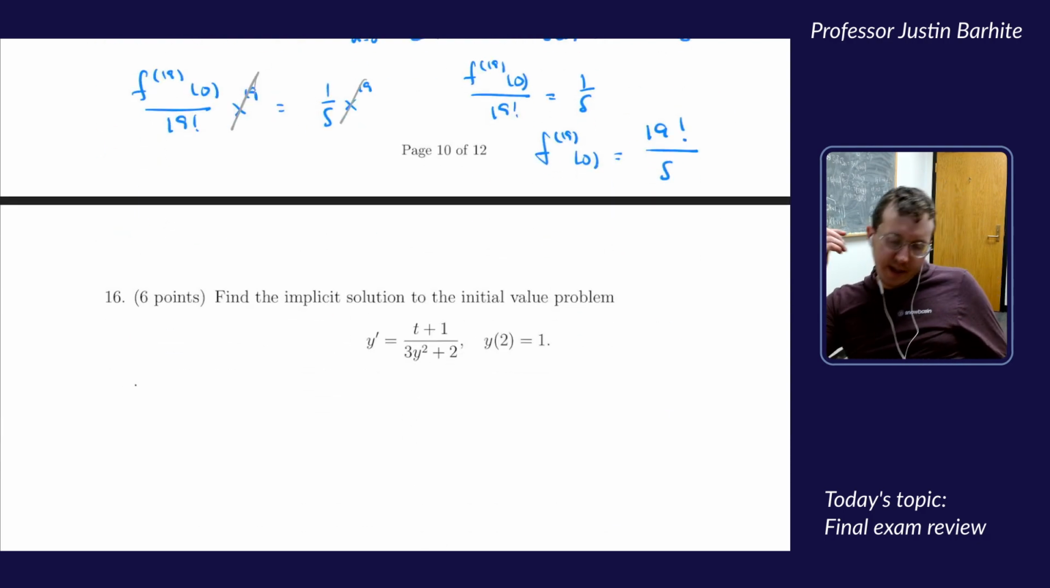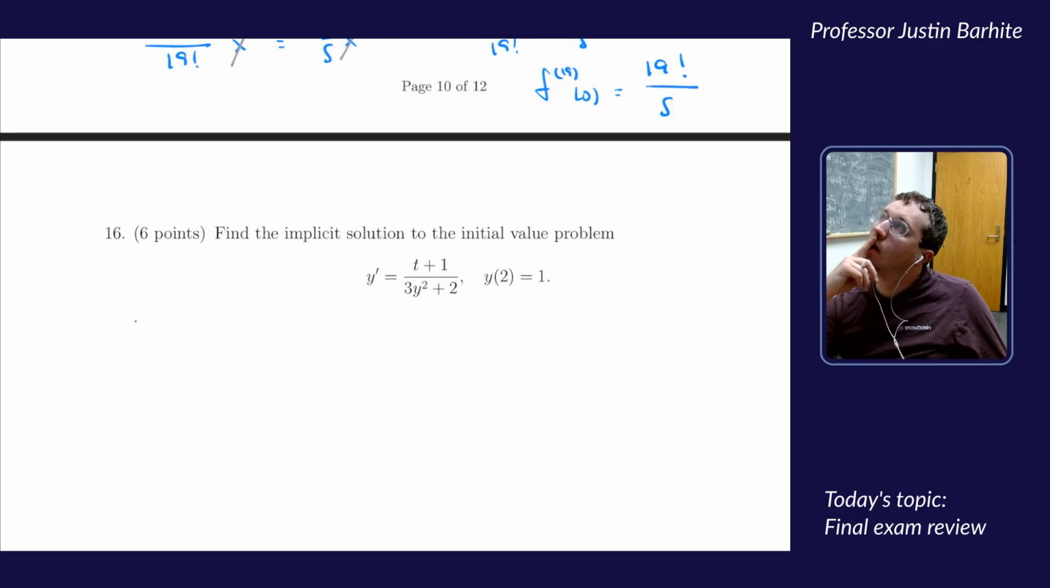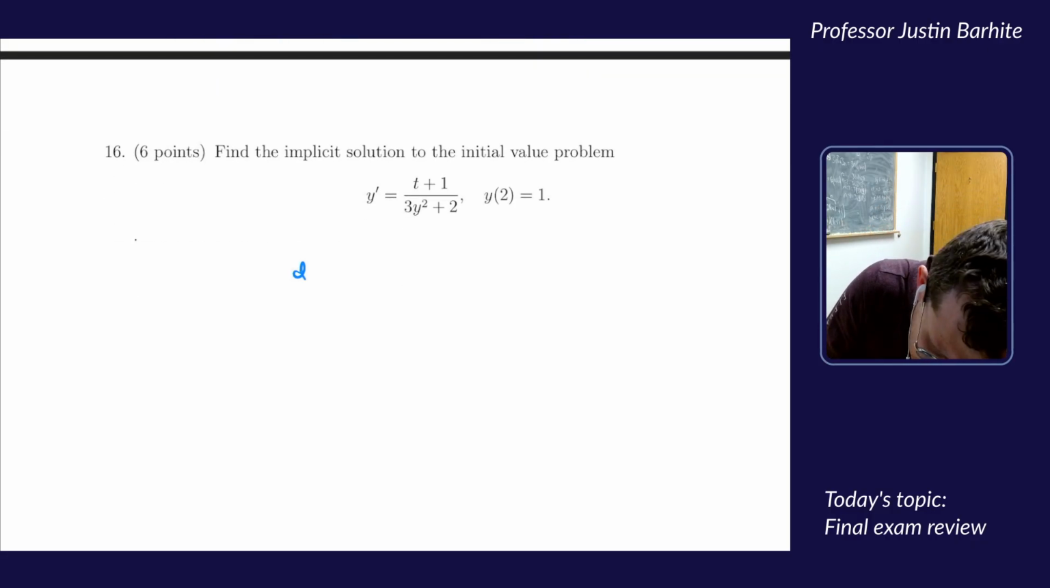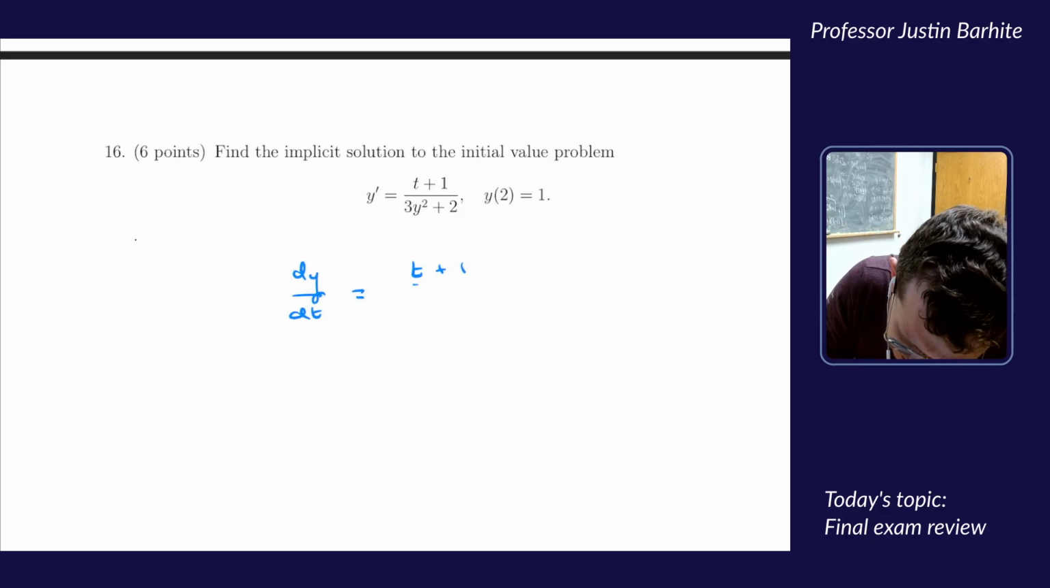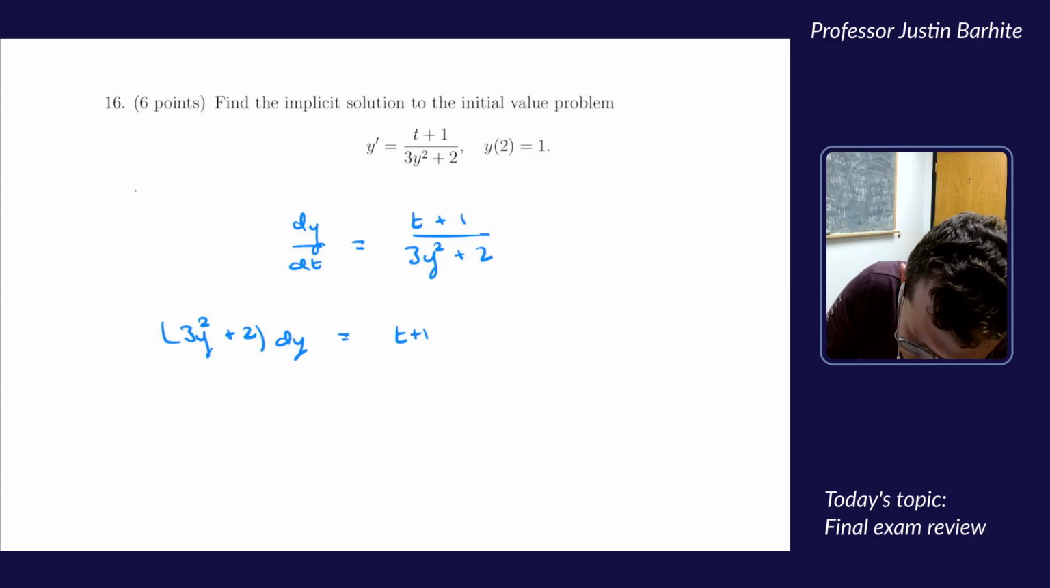Alright, second to last page. Find the implicit solution to the initial value problem. Okay, so let me first rewrite the y prime as dy/dt. And then I'm going to cross multiply, so I get 3y squared plus 2 dy is t plus 1 dt.